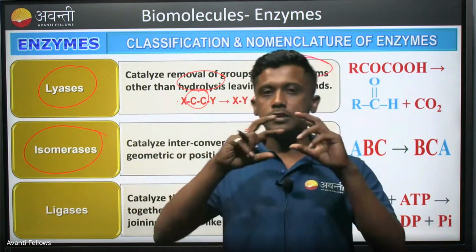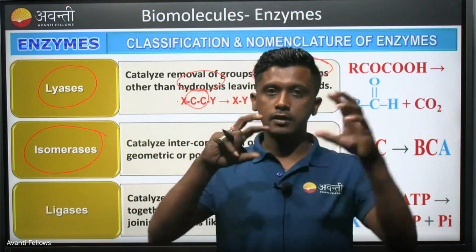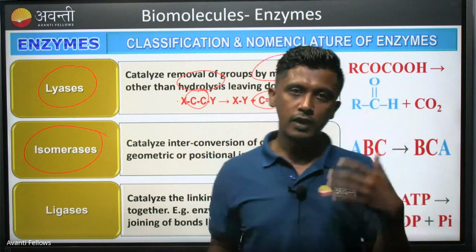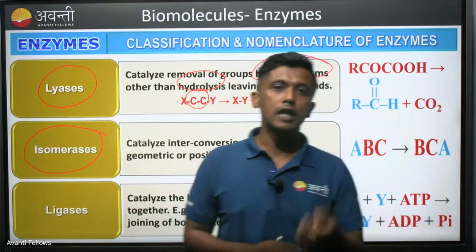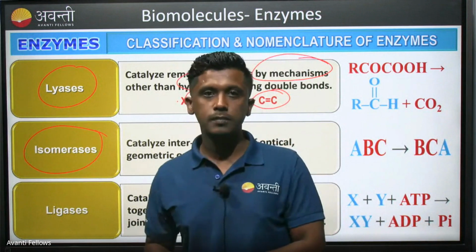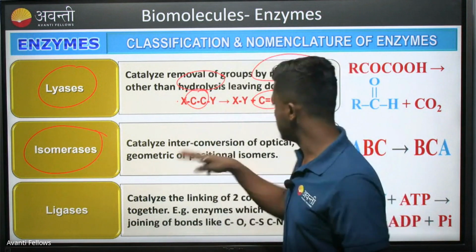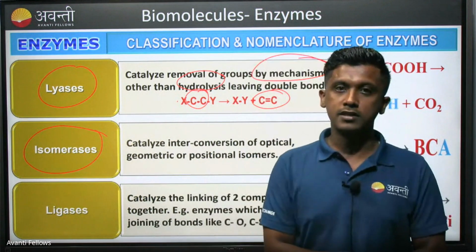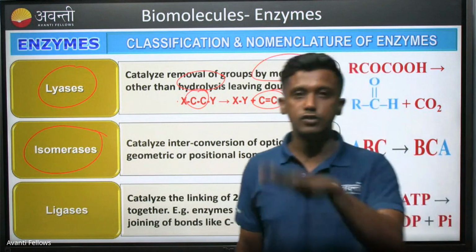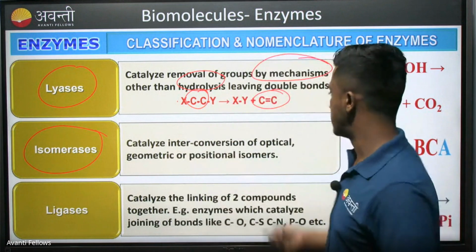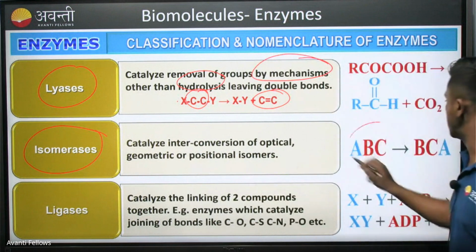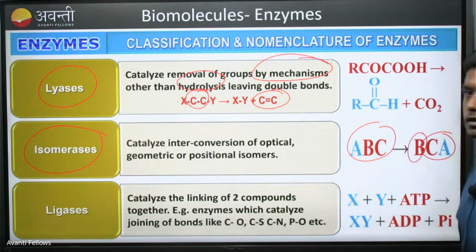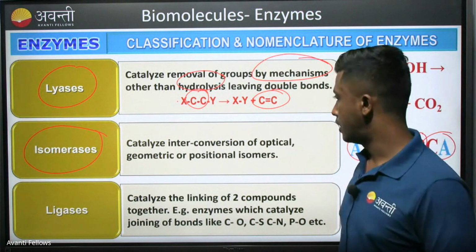A molecule shows a specific kind of rotation, where the position of these groups can be on the same side or on different sides in the branch structure. Based on that, we have cis isomerism and trans isomerism. If any of these isomers are able to change the geometrical isomerism, for example cis to trans or trans to cis, these are called isomerases. See here ABC, and then it changes to a different orientation, that is BCA. Understood? So this is called isomerases.